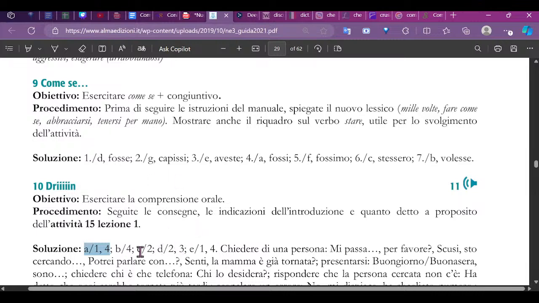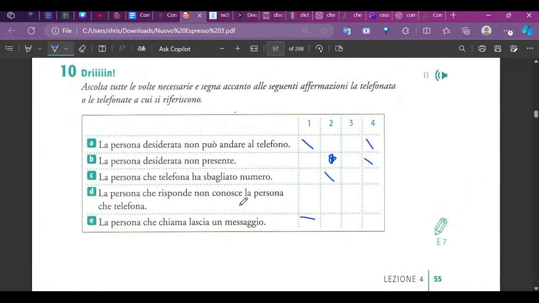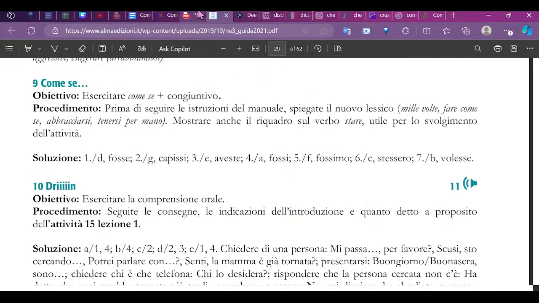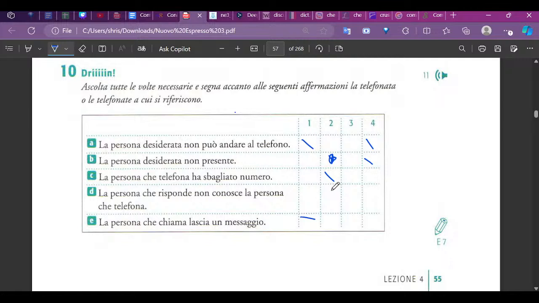That's 3, oh, this is so confusing. C is 2, D is 2 and 3. D is both 2 and 3. Okay, the person who responds doesn't know. Here obviously she picks up and says you got the wrong number, so of course she doesn't know. I thought you could only choose one. Maybe they should have added that. Anyway.